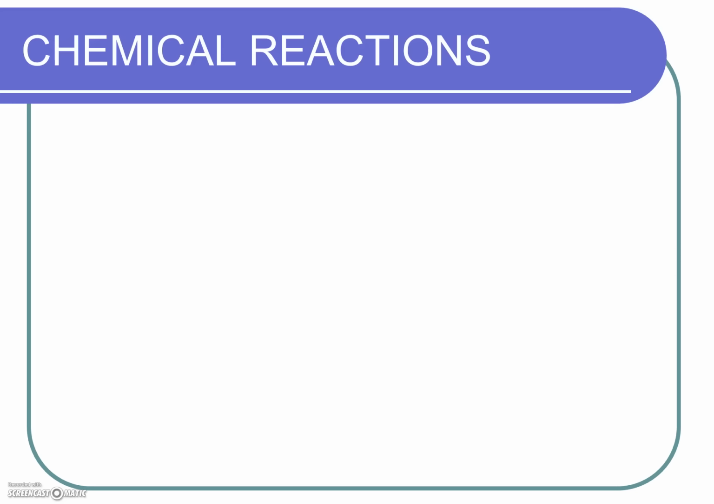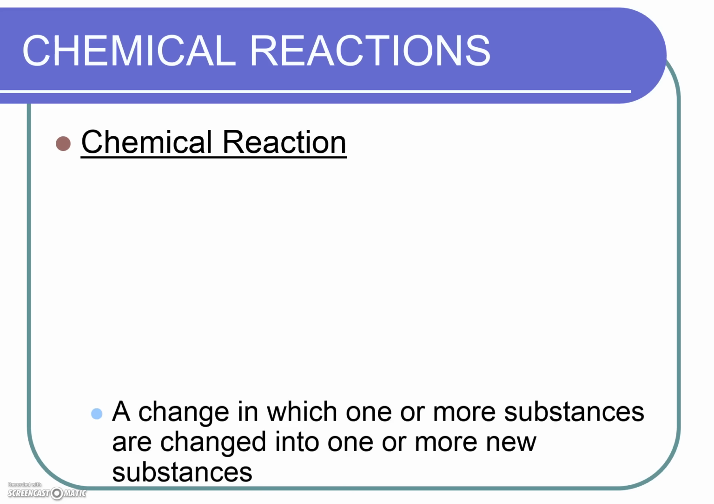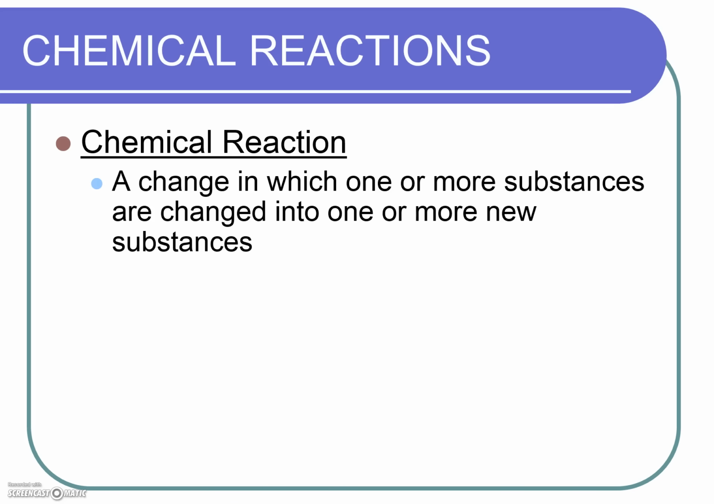And then we just have a couple terms that I want you to get into your notes. You might have this from the other lab, but it's more spelled out here. A chemical reaction is a change in which one or more substances are changed into one or more new substances. So one or more substances are changed into one or more new substances. And that's exactly what we did with the copper chloride and aluminum lab.